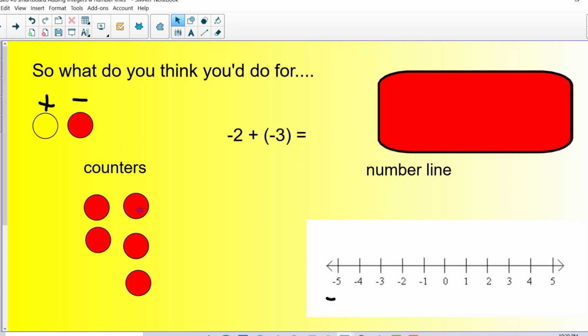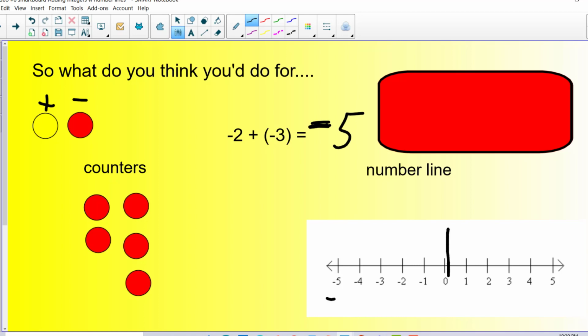Now what happens when we are adding 2 negatives? Remember what we did with the counters? We started with nothing, but then we started with the first number, which was 2 negatives, and then added, put on 3 negatives, 1, 2, 3. And what did we have as a result of doing that? 5 negatives, right? Negative 5. So how are we going to do that on the number line? Same thing.